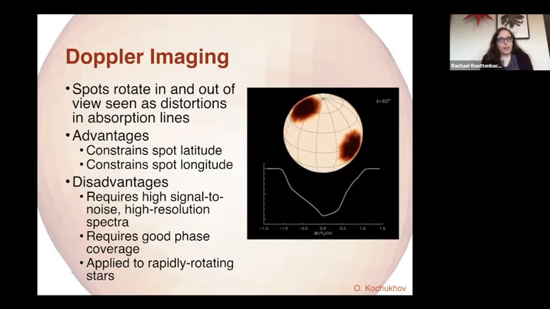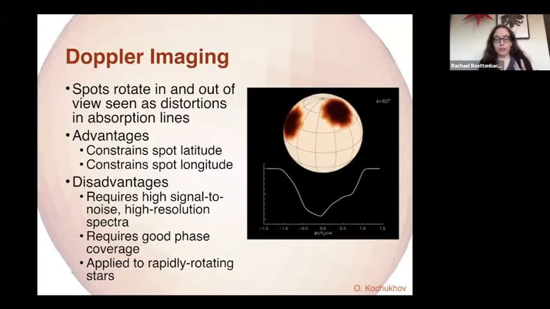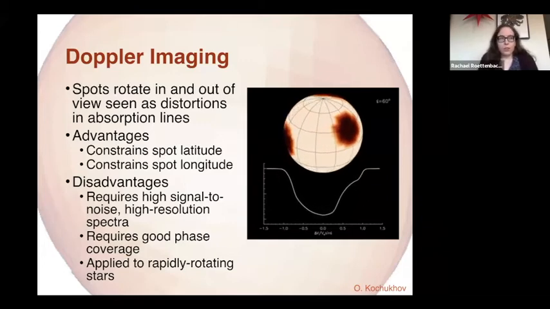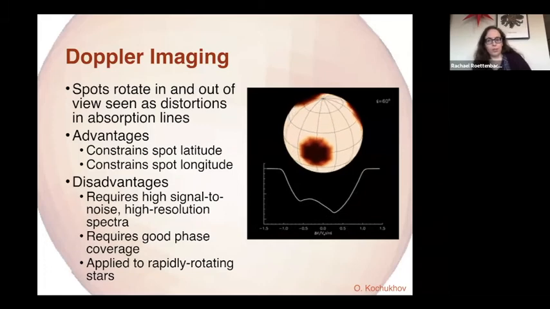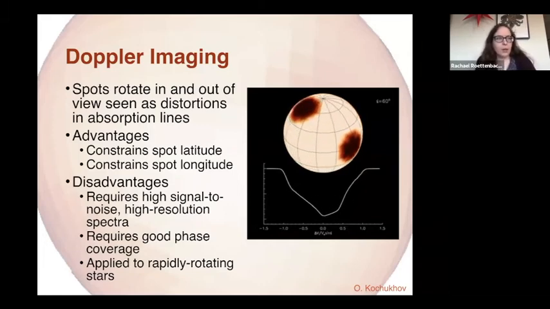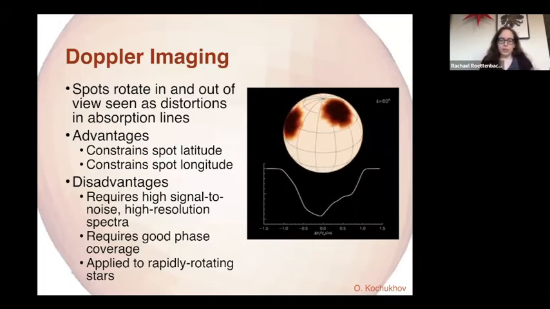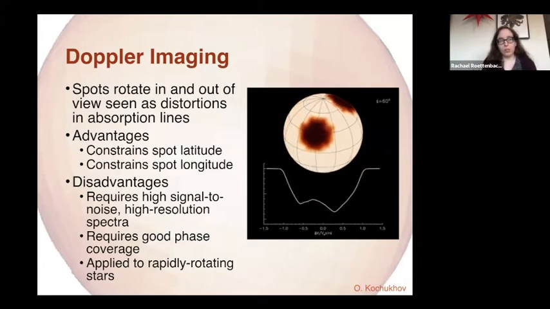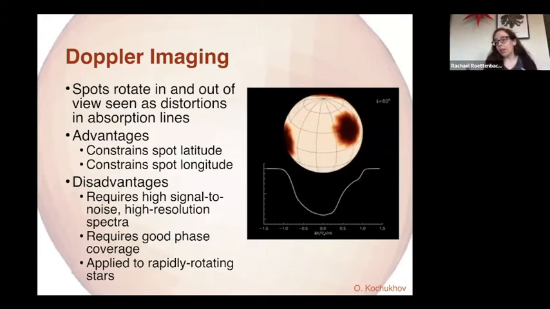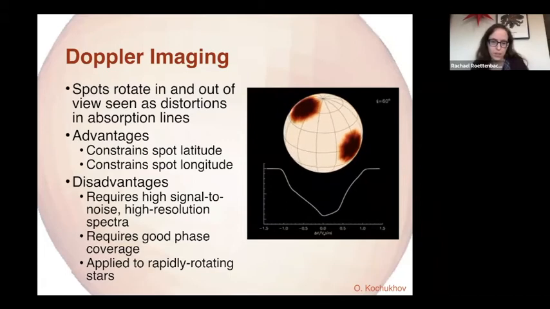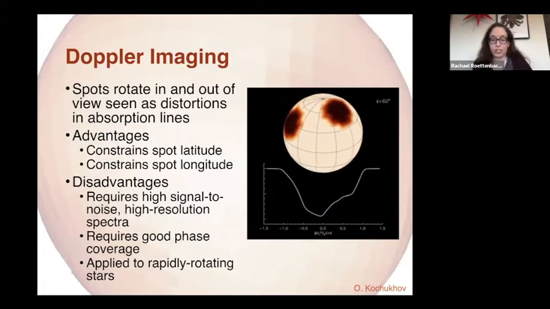The problem, though, is that this is a bit more observationally expensive than photometric observations. It requires some pretty high signal to noise observations with high resolution spectra. We do require that we have pretty good phase coverage in order to make these images. And we also require that our stars be rotating pretty rapidly in order to be able to see the spot moving across the absorption line, to be able to know that the spot isn't evolving as it's doing that, and to be able to get some resolution to our image. So now we're starting to really narrow down the number of stars that we can actually apply this imaging technique to.